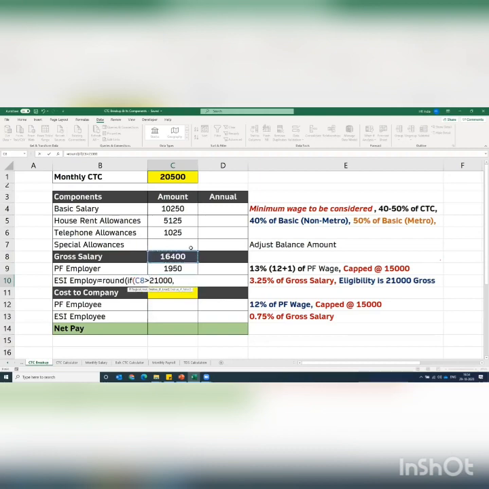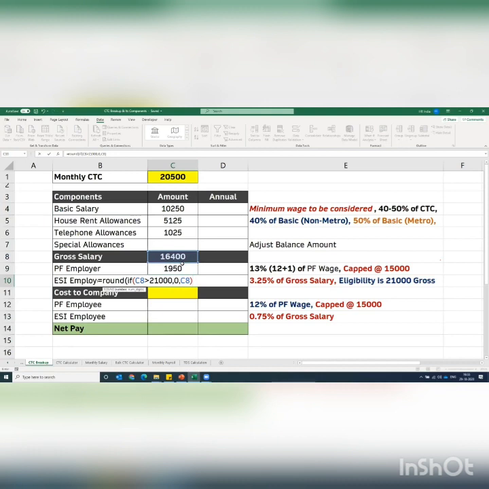If the logical test is true, so if the employee is getting more than rupees 21,000 as a gross salary, it means the person is not eligible for ESI, and the outcome would be zero because there is no need to contribute for that employee. But if this logical test is false, it means the gross salary of the employee is either equal to or less than rupees 21,000, right? In that situation, we need to contribute for the employee on their gross salary.